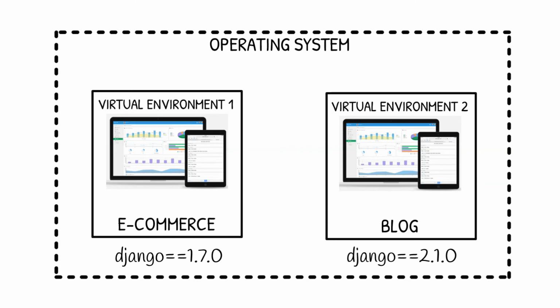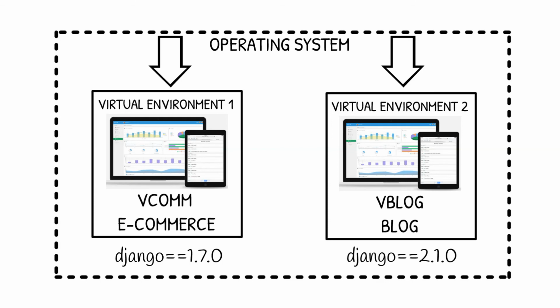In order to avoid this, a virtual environment can be created for the e-commerce application, for example vCom, and another virtual environment can be created for the blog application, called vblog. By doing this, Django 1.7 will be installed in the vCom virtual environment, and Django 2.1 will be installed in the vblog virtual environment. All the dependencies now will have no intersection or overlap.